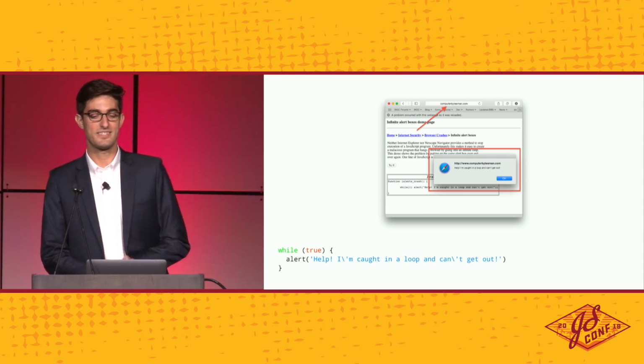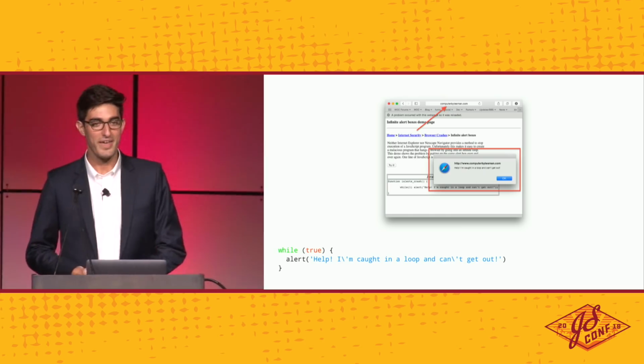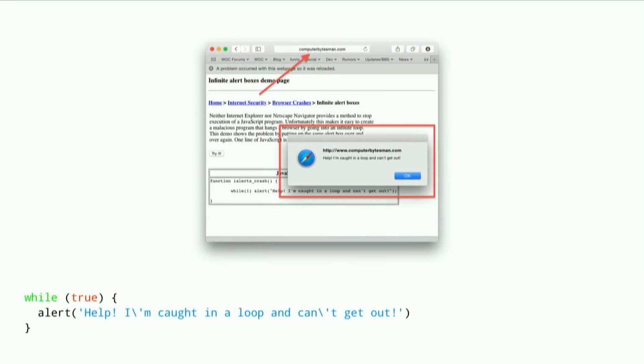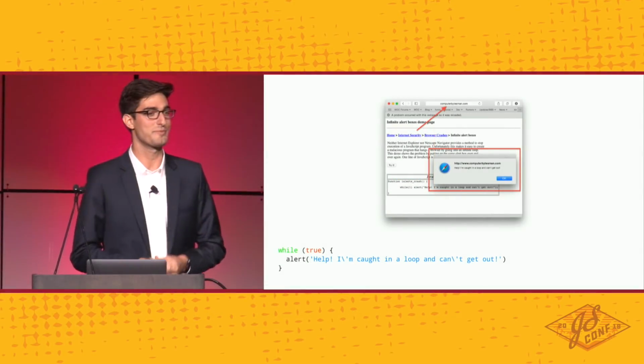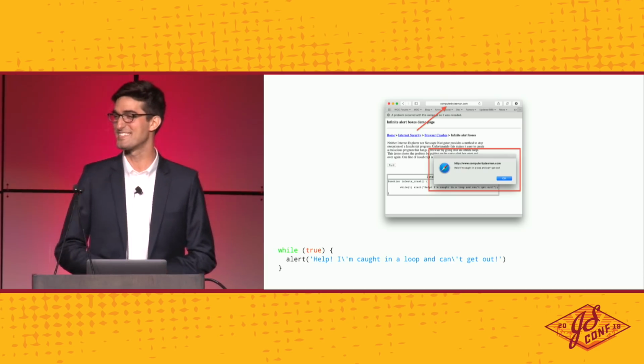In the good old days, browsing the web was more dangerous. If you visited a web page, anything could happen. This is an infamous trick on the early web. It was often known as the infinite alert loop. Raise your hand if you've been caught in one of these before. OK, oh my gosh, way more people than I would have guessed.